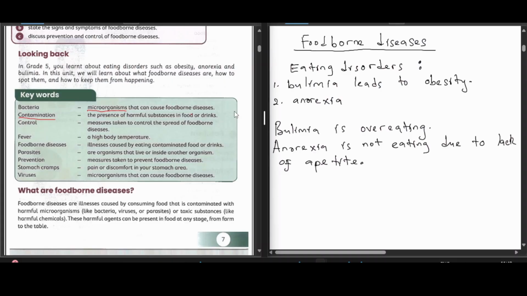If a drink, say a Fanta I like, gets a fly in it, I throw it away because that drink is contaminated. So if there are harmful substances like bacteria in your food, it becomes contaminated.